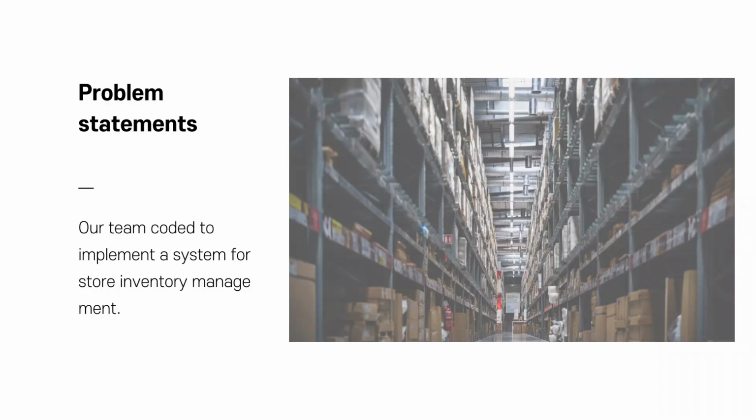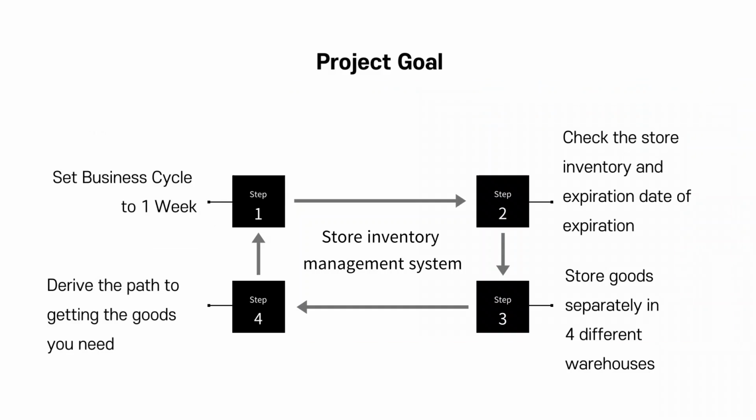Our team did coding to implement a system related to store inventory management. We wanted to set the business cycle to 1 week to check the store's inventory and expiration date, and create a system to bring products that are short of stock or expired from the warehouse. In addition, we wanted to create a warehouse for each category by dividing the products into 4 categories and draw a path to get the necessary inventory.